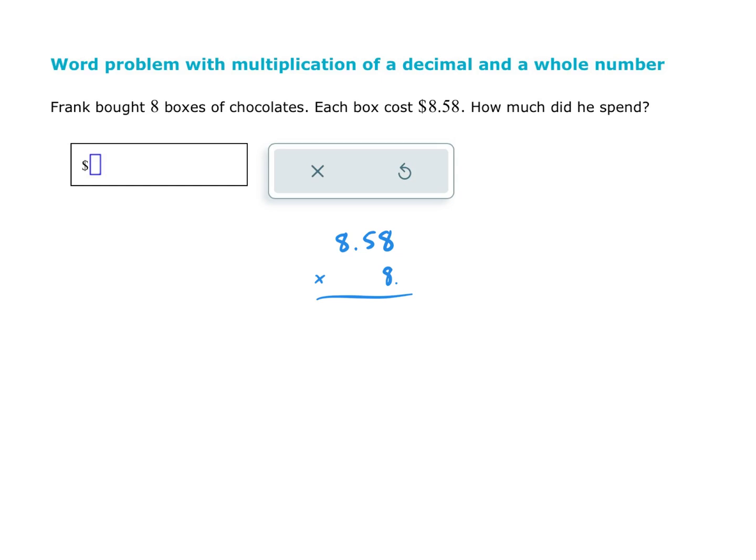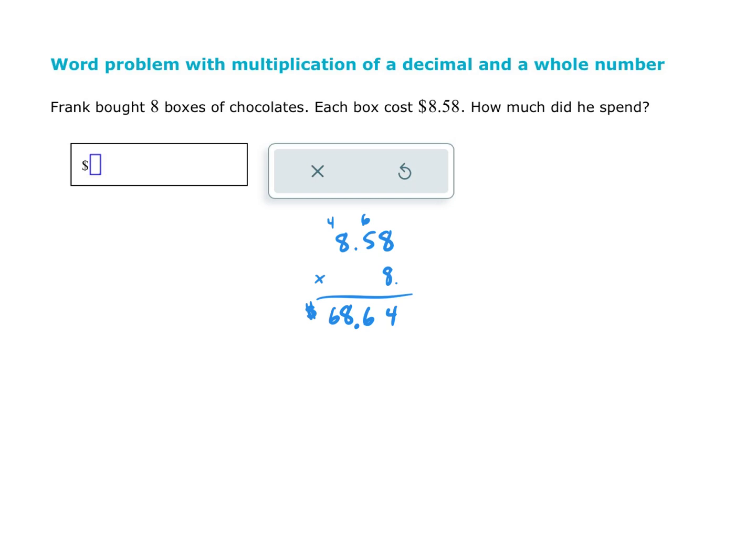Ignore the decimal point. 8 times 8 is 64. Carry the 6. 5 times 8 is 40, plus 6 is 46, carry the 4. And then 8 times 8 is 64 again, plus a 4 is 68. So now we're going to go to the end of our problem here, and we're going to count back 1, 2 digits, and we'll put our decimal point right here. And our unit is dollars.